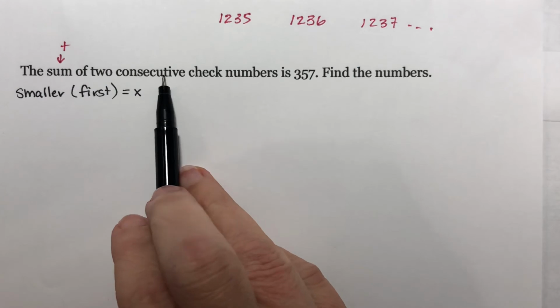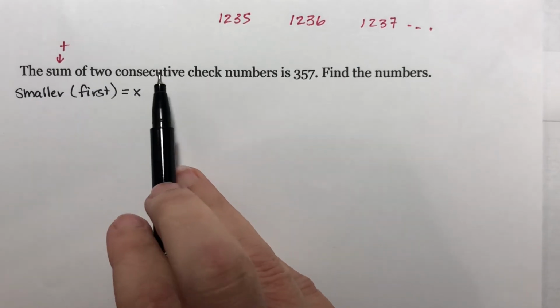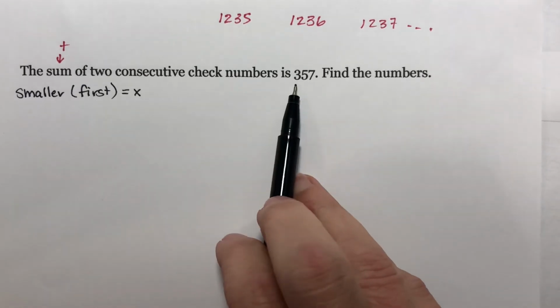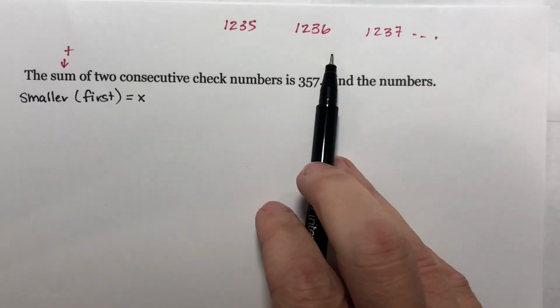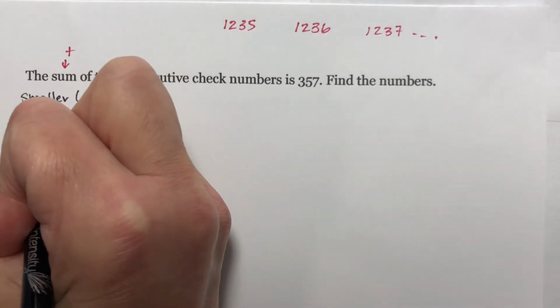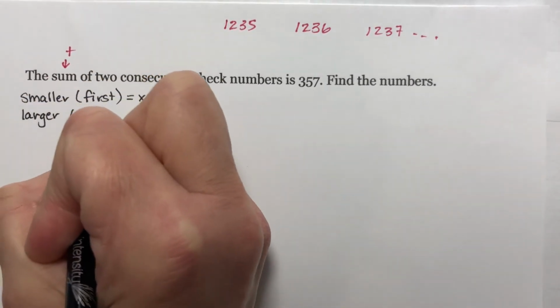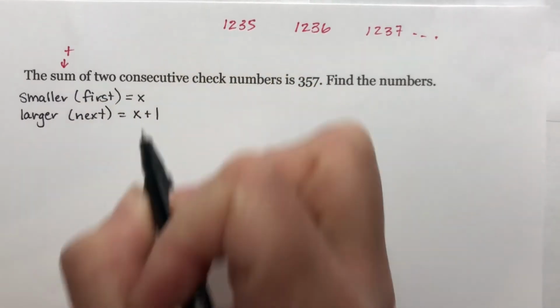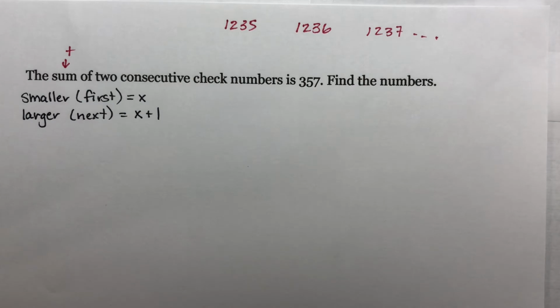Now these are consecutive check numbers. These are not consecutive odd check numbers. They're not consecutive even check numbers. These are always 1 apart. So your next one, or your larger one, would be x plus 1. And then if you had a third one, it would be x plus 2, and so on.